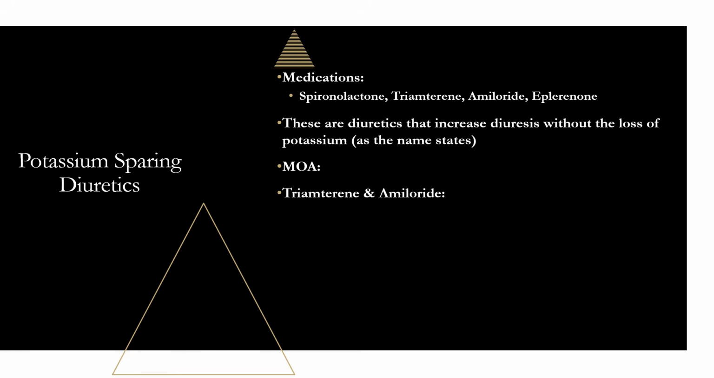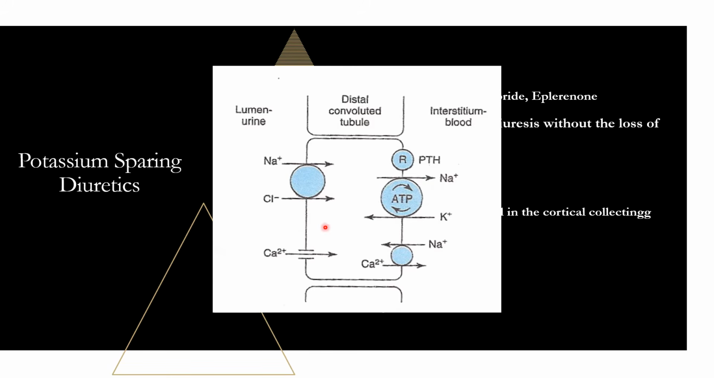Now, as far as the mechanism of action, it depends on the drugs we're talking about. There are basically two subclasses. Triamterene and amiloride are going to block the epithelial sodium channel in the cortical collecting duct. So if we take a look here, they're going to block this channel here. So sodium and chloride are not going to be going into the cortical collecting duct here, and are not going to be going back into the body and recollected into the blood.